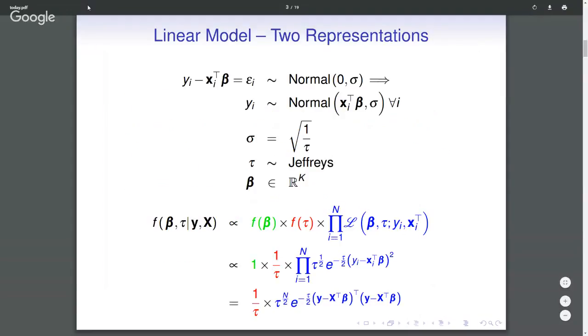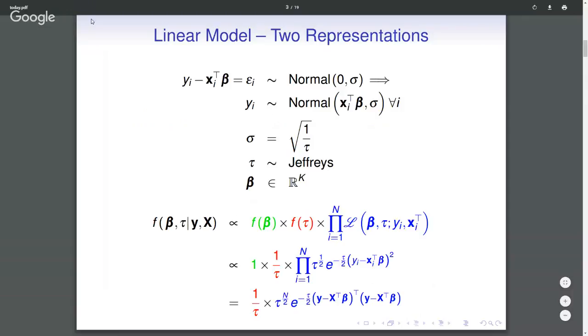Okay, so. Linear model. Here's sort of two ways of expressing a posterior distribution. You can do it in terms of words, or words that specify distributions, or you can do it in terms of a PDF. So we're going to do it both ways.